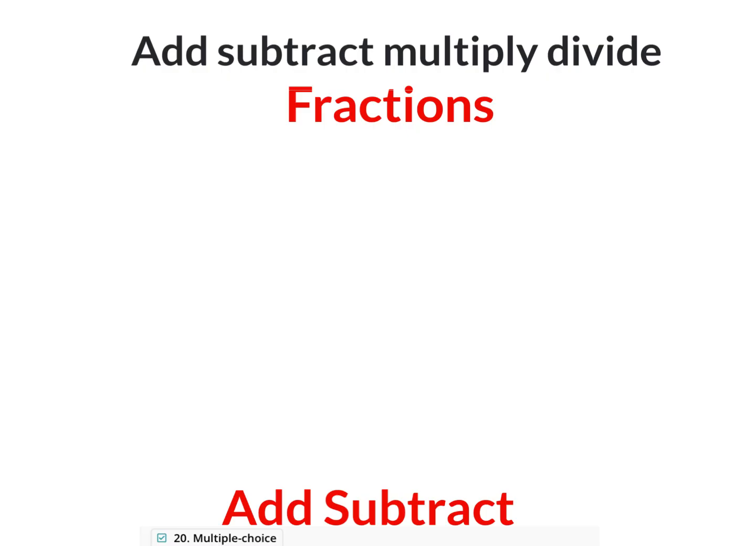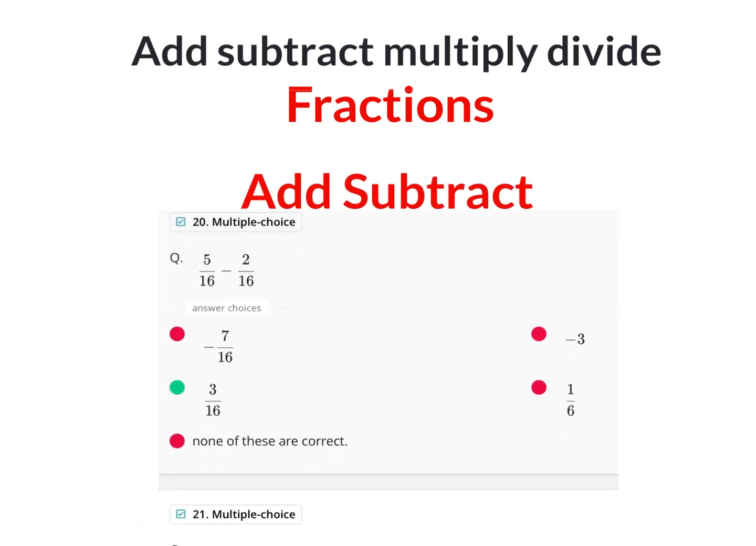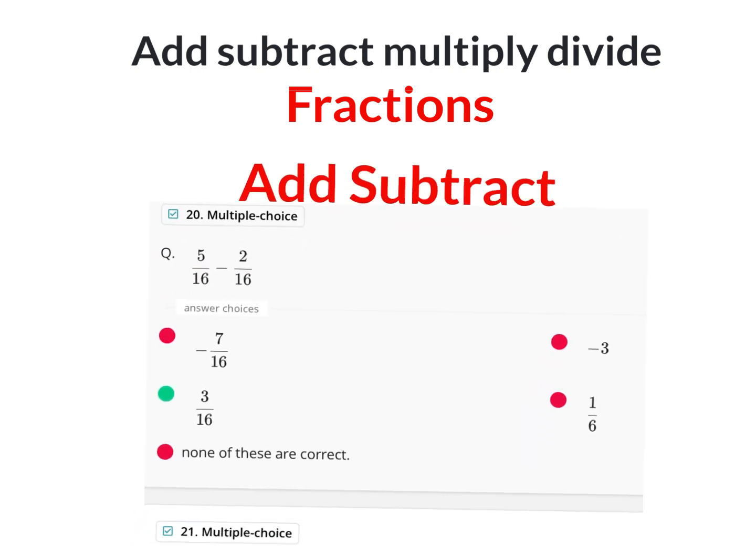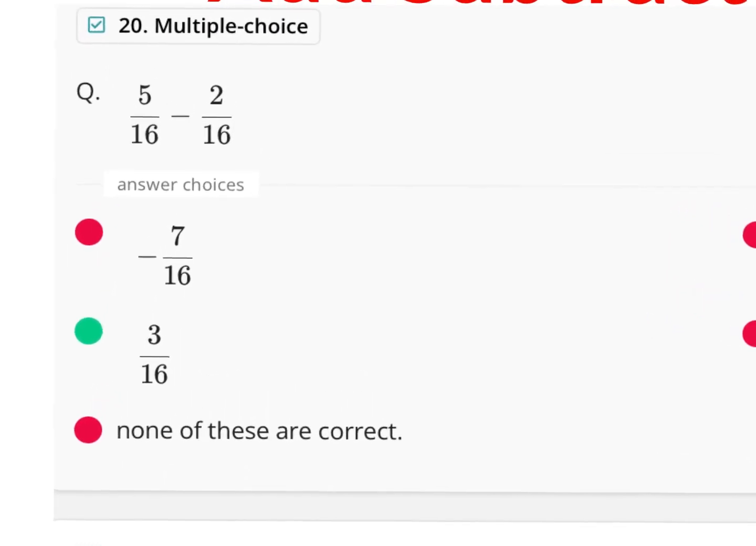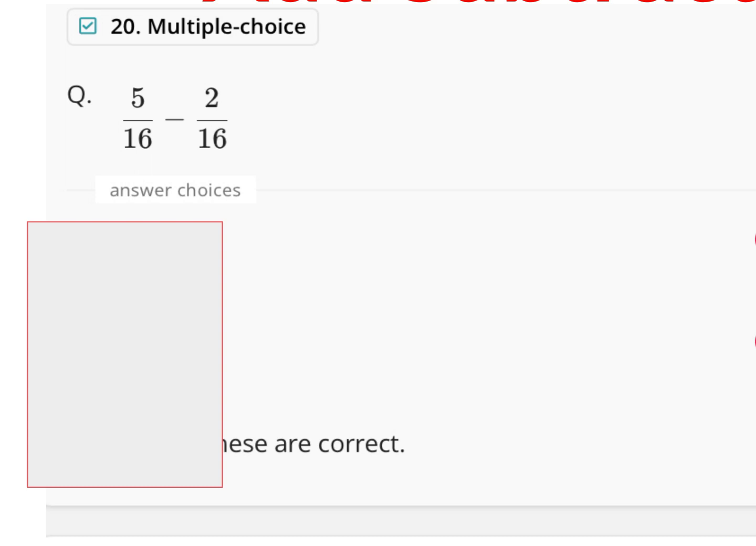Moving on. Now that we've covered multiplying and dividing fractions, which is way easier than adding and subtracting fractions, now let's move on to the more challenging part, adding and subtracting fractions. So we do have, whoops, the answers are there. Pretend you didn't see these answers, okay? We do have these questions, and again, pretend you don't see that.